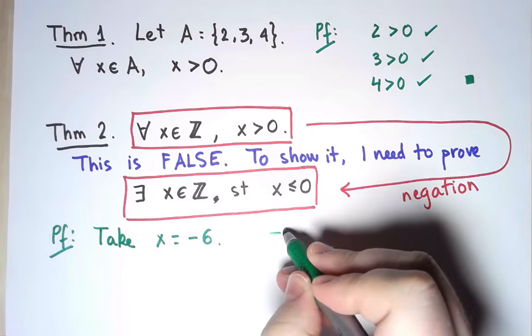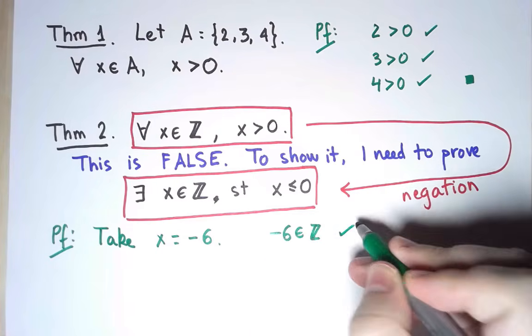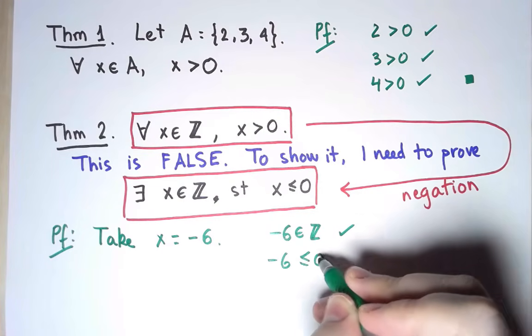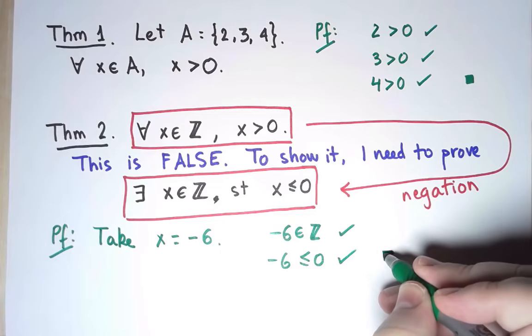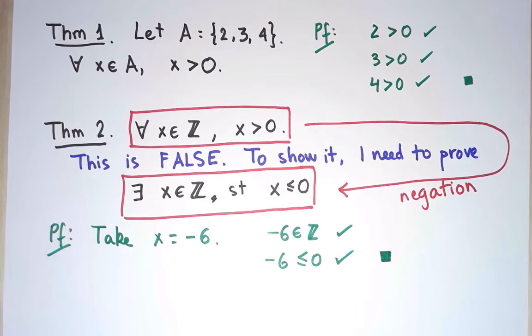And now what I need to verify is that minus 6 is an integer, yes, and that minus 6 is less than or equal to 0, true. And that completes the proof. Okay, so next let's look at another theorem where the proof is going to take more than one line.